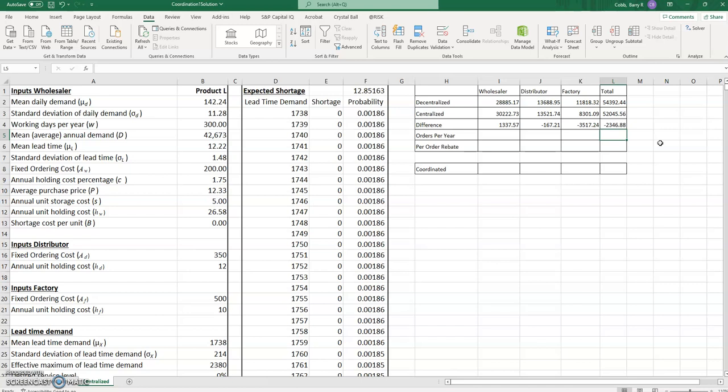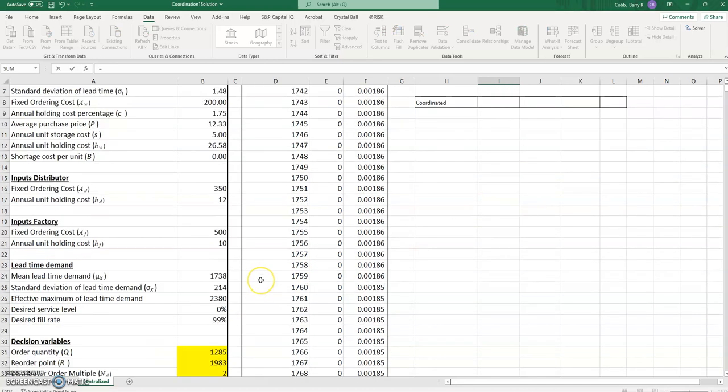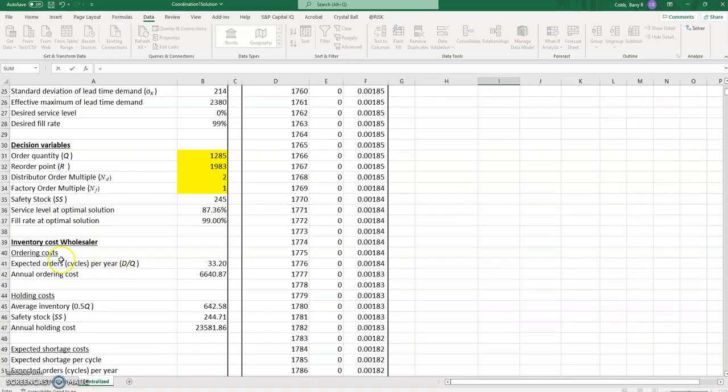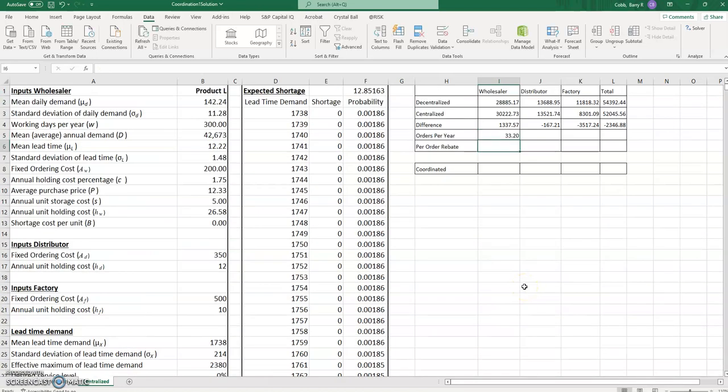The question is, how can we do that? How can we provide incentive to the wholesaler to switch modes from decentralized to centralized? Because the wholesaler would prefer the decentralized. Well, if we look at the number of orders per year that the wholesaler makes, and we'll just reference that from here, we've got it calculated under the ordering cost. Wholesaler makes about 33 orders per year.